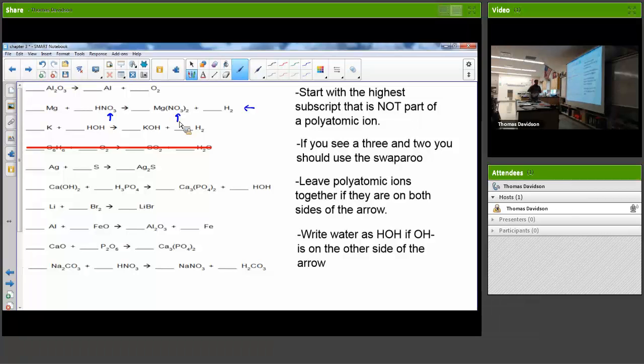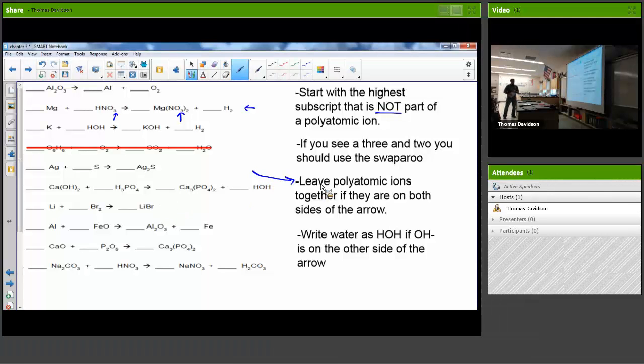First off, you would check to see if it is balanced, and you'll notice it is not balanced because there's a 2 on this NO3 and there is not one over here. There is a 2 on this H and there is not over there. Okay, so we start with the highest subscript that is not part of a polyatomic ion. So I am not going to start with this 3 because it is part of a polyatomic ion. And notice right here, leave polyatomic ions together if they are on both sides of the arrow.